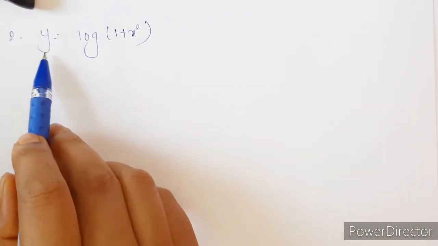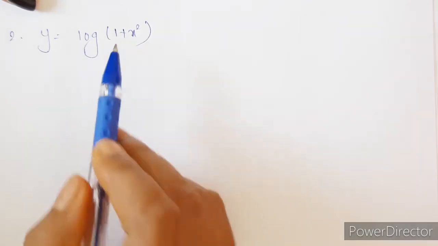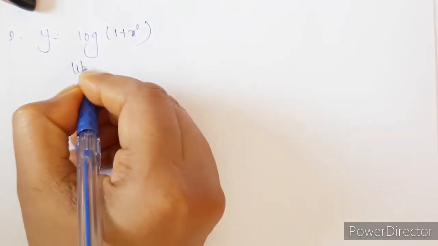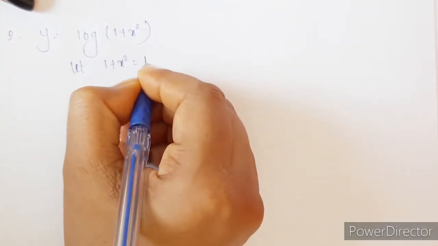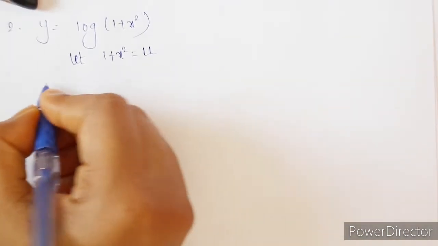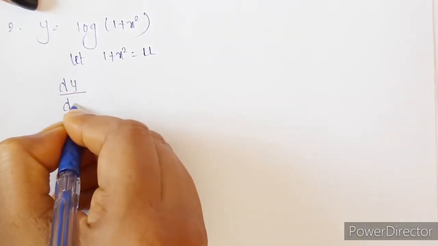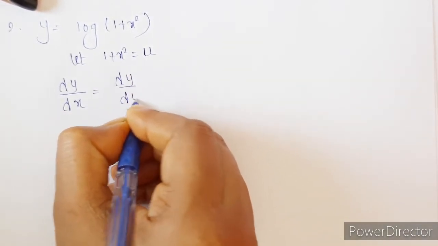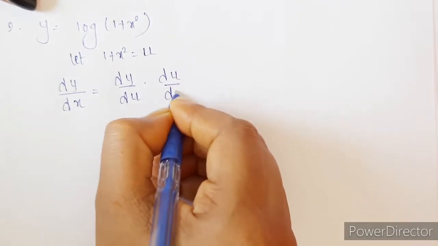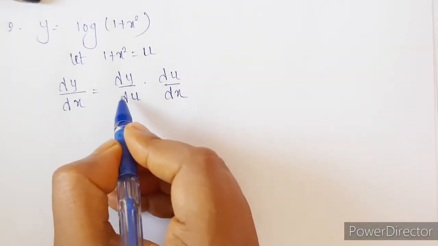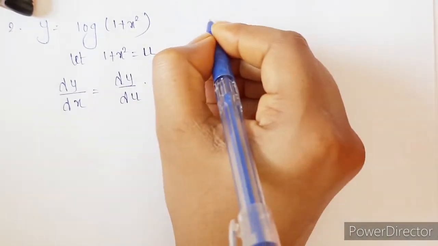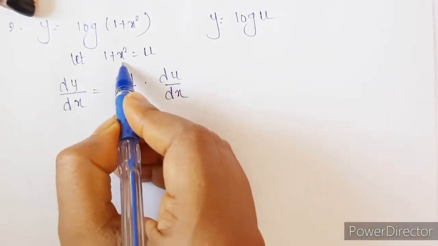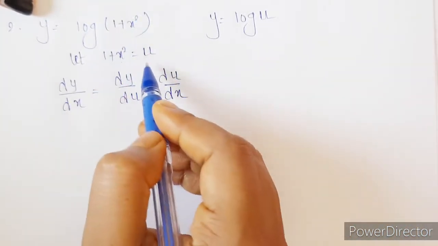Second example. Now here we have y = log(1 + x^2). So this 1 + x^2 I am taking as u. So let 1 + x^2 be u. So the derivative of y with respect to x can be written as the derivative of y with respect to u multiplied by the derivative of u with respect to x. So first let's write this y. Now what is y in this case? y is log of u, wherein u is 1 + x^2. We are replacing 1 + x^2 by u.